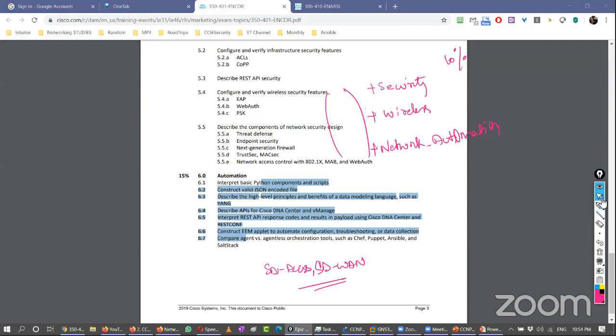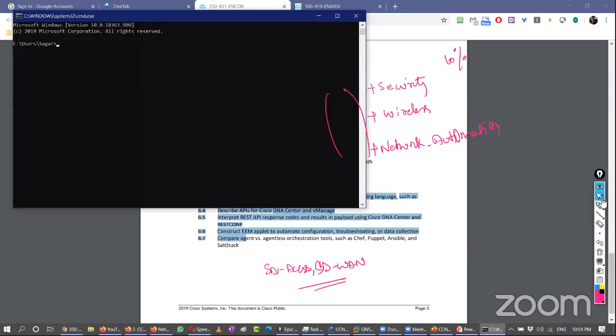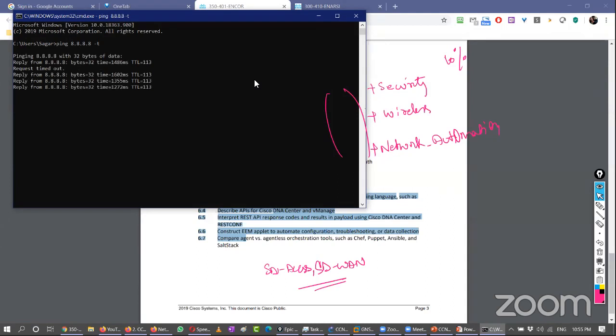Okay, hope I'm not having a latency problem. Let me try my ping. So am I audible? Is there a voice break or something?